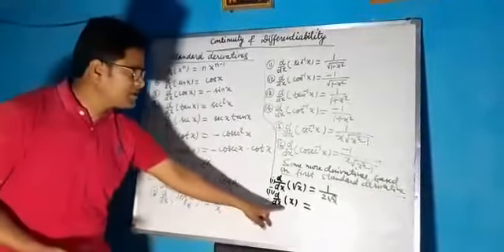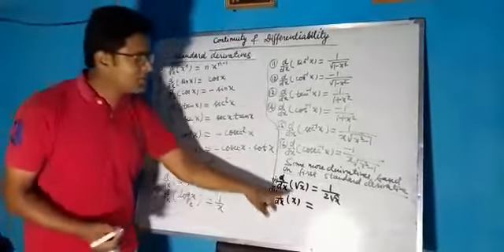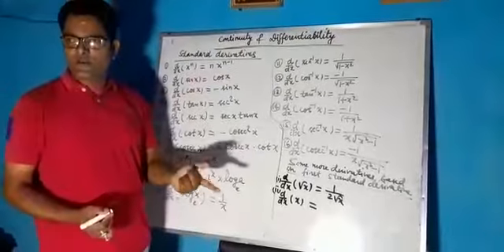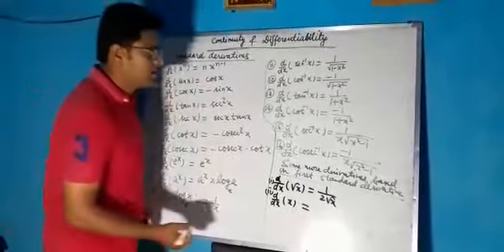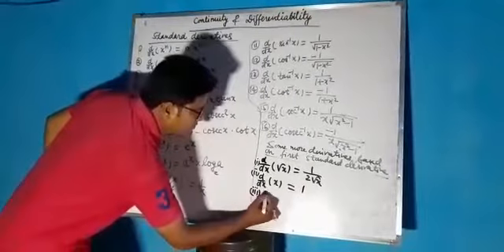Sometimes students get confused in this single simple derivative. This derivative is 1 into x to the power 1 minus 1, because here the exponent is 1. 1 minus 1 is 0, x to the power 0 is 1. So the result is 1. There is no way to doubt.